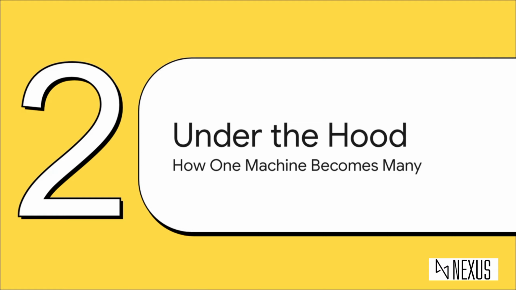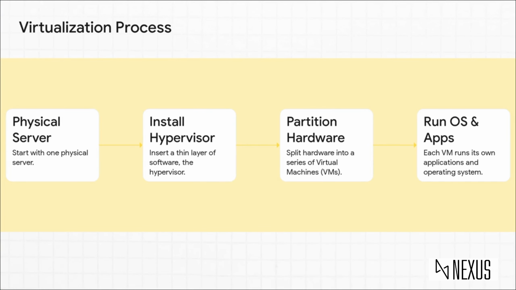Okay, so that's the high-level idea. But how does this actually work? Let's pop the hood and see how one machine really does become many. All right, so the process is pretty straightforward. First, you start with just one physical server. Then you install that hypervisor we just talked about. That software then gets to work, carving up the physical hardware, the processor, the RAM, the storage, into these neat, isolated containers we call virtual machines, or VMs.